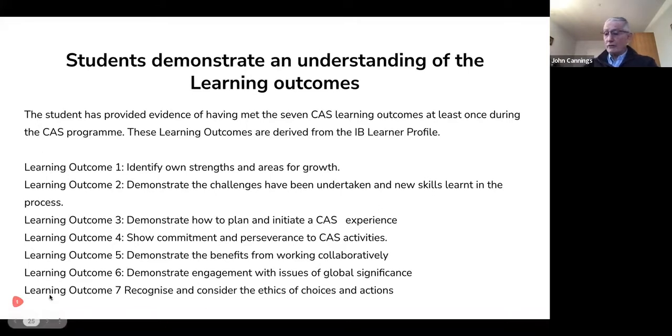So I think a successful CAS student will have demonstrated they've understood the meaning of the 7 CAS learning outcomes at least once during their CAS program. These learning outcomes were derived from the learner profile. And one of the challenges I see often with students is they state these learning outcomes, they've achieved these without ever explaining them. And I think that's something that's really important, that they have to actually explain what each of these learning outcomes are and how they've achieved them.